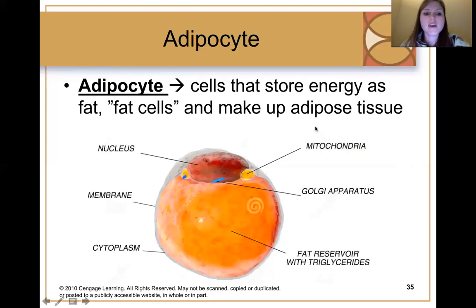So as you can see, this adipocyte has all of the components that we talked about. It has a nucleus up here, and then it has the mitochondria, the Golgi. Everything it needs is up here. Most of the cytoplasm, most of the cell space, is actually this fat reservoir with the triglycerides, because fat cells can get rather huge, and they just store fat as triglycerides. So that's what that looks like.